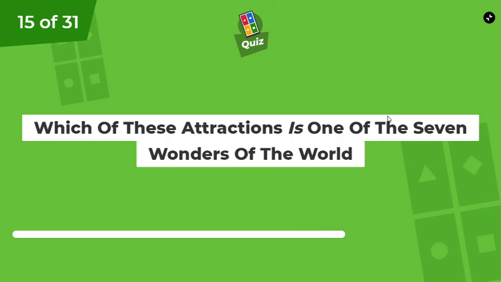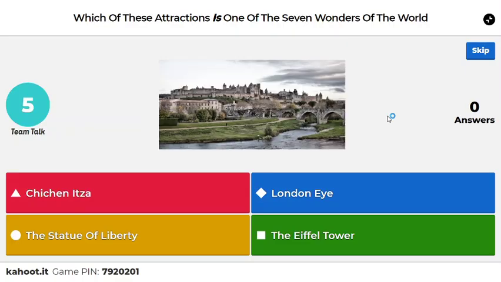Which of these attractions is one of the seven wonders of the world? Chichen Itza, London Eye, the Statue of Liberty, or the Eiffel Tower?